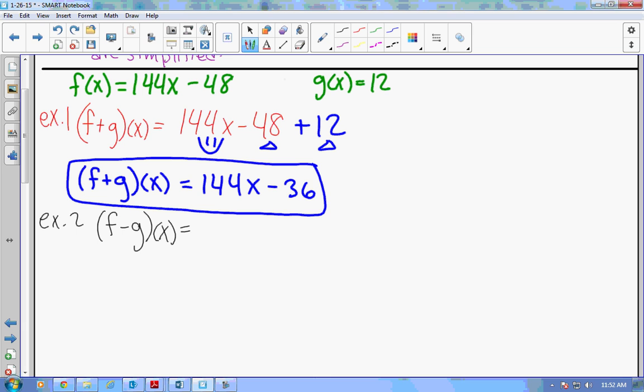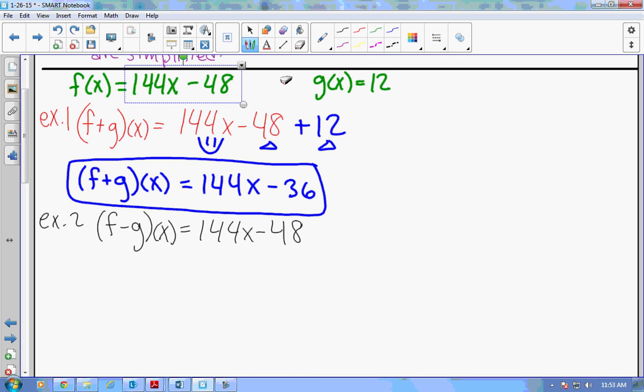Dominique, what's the first function we need to write down? Which function's written first? Inside the parentheses here, is it f or is it g that's written first? F. And so up above in green, what's the f function? It's right here after the equal sign. What does it say? Keep going. The x is just a variable. Yep. So let's write that down. 144x minus 48. Okay?